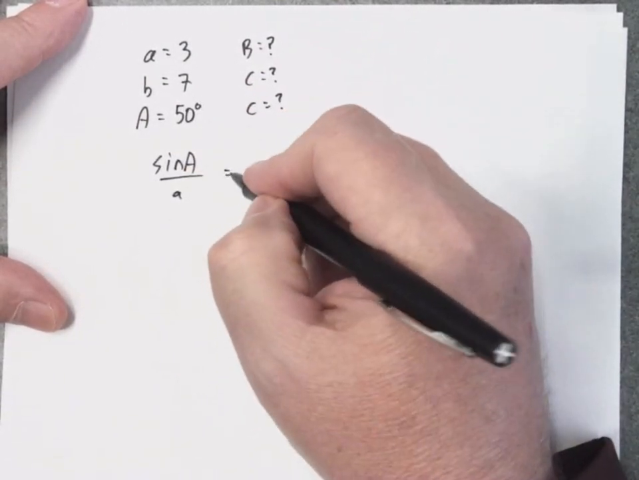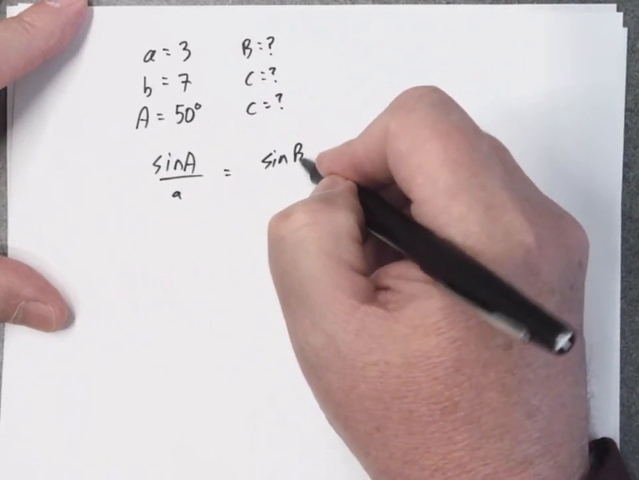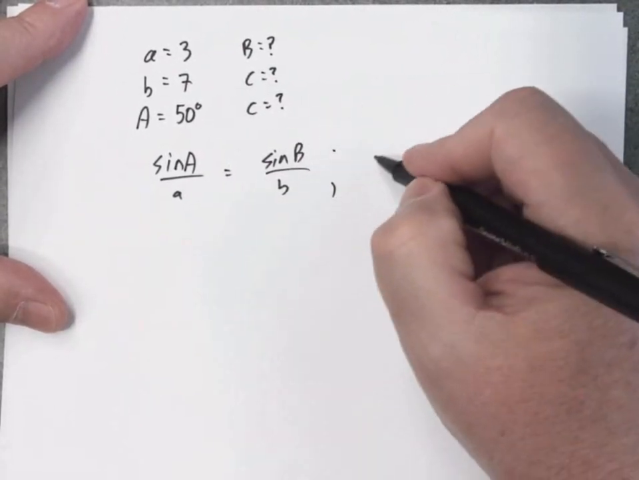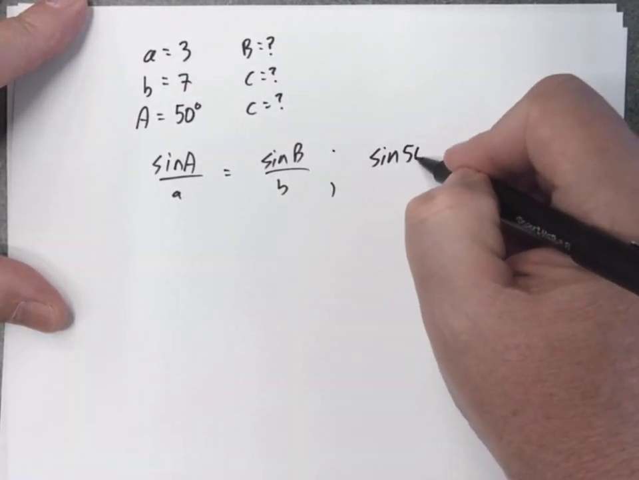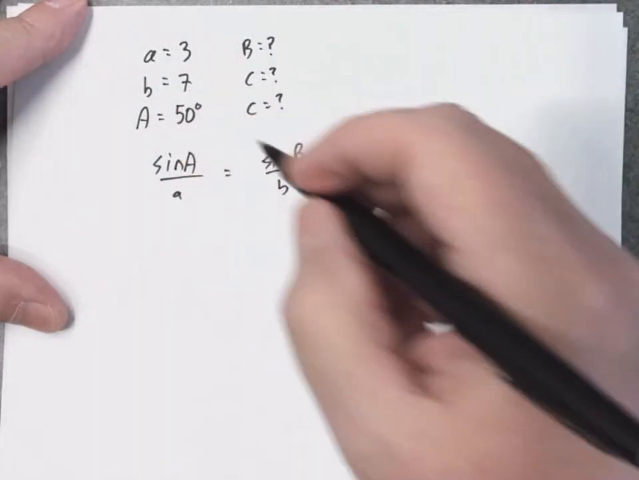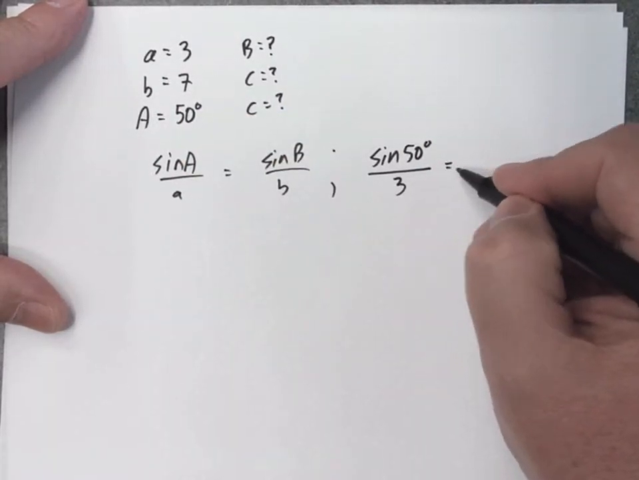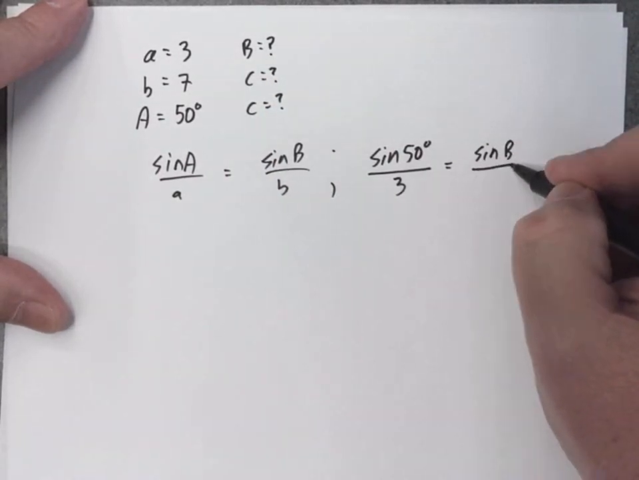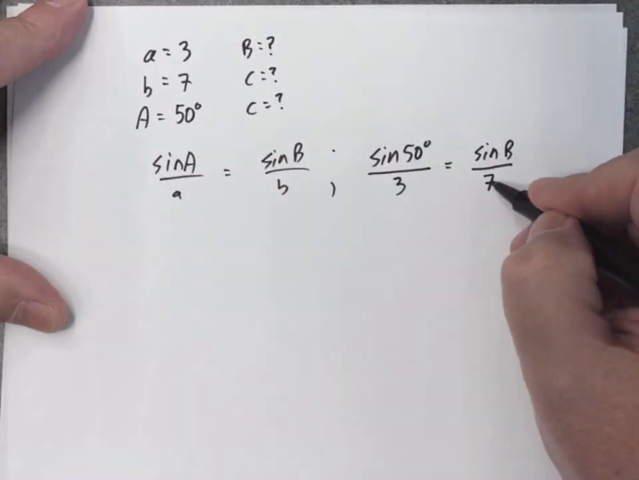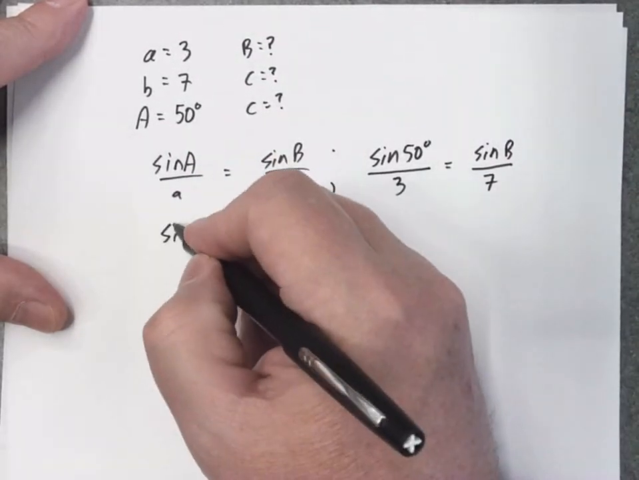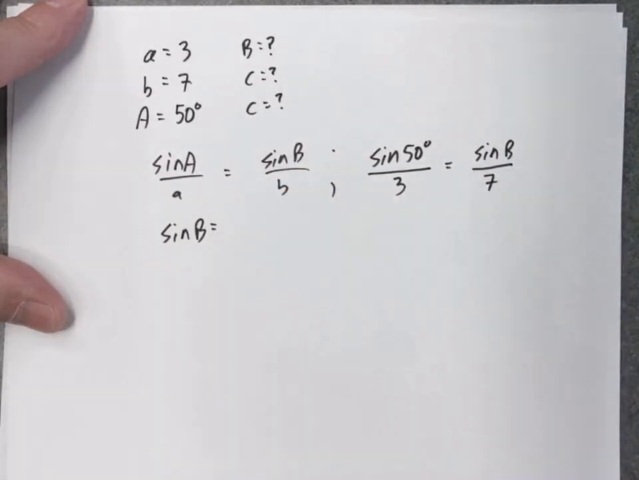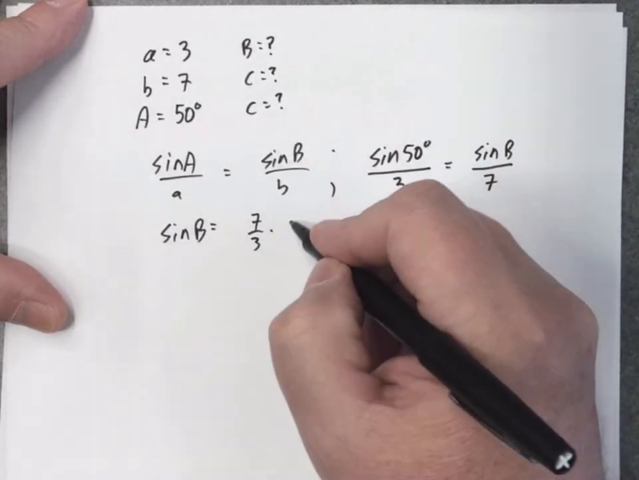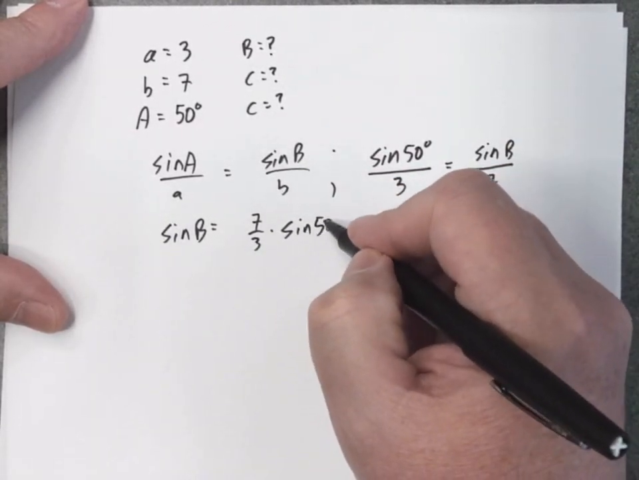Sine of A over side A equals sine of B over side B. So let's fill in what we know. We know angle A is 50 degrees, over 3. We don't know angle B, that's what we're going to try and determine. But side B is 7. So if I solve this for sine of B, it's going to be 7 over 3 times the sine of 50 degrees.